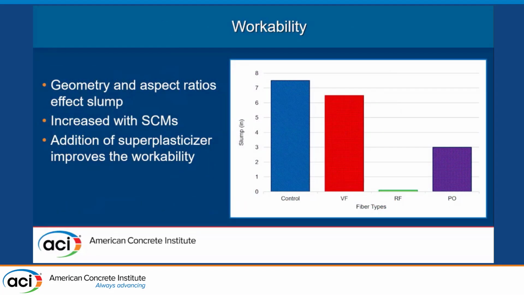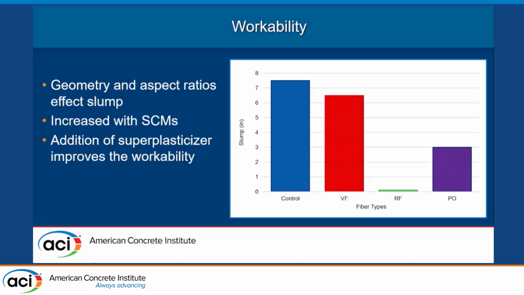Now, looking at workability, workability is heavily influenced by the geometry and the aspect ratios, because just because the aspect ratios were doubled, it doesn't explain the massive drop in slump that we see from the recycled fibers. That's because of the geometry and how they want to interlock, and they don't want to flow.